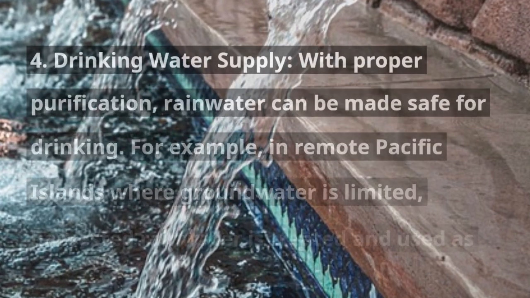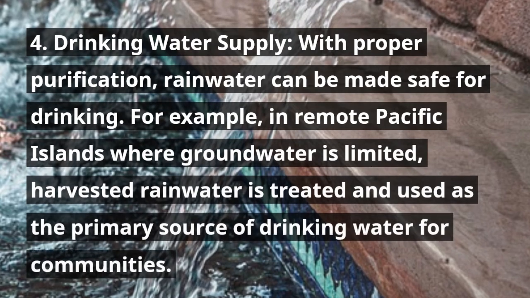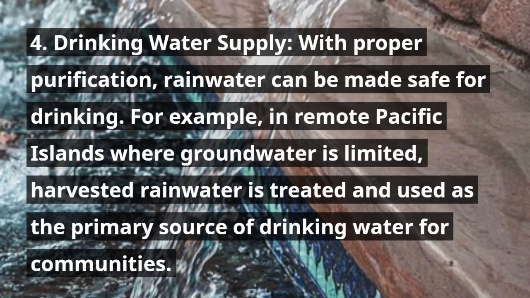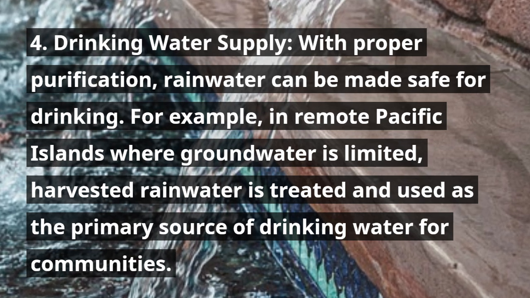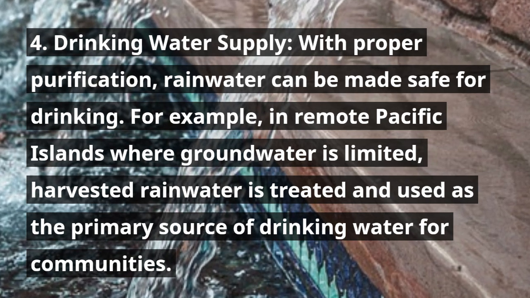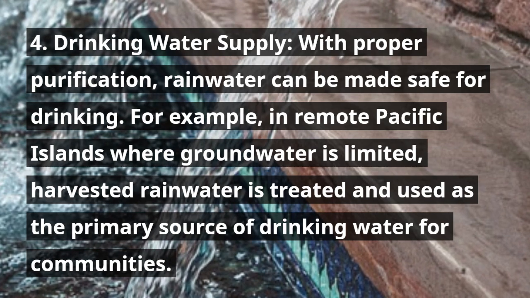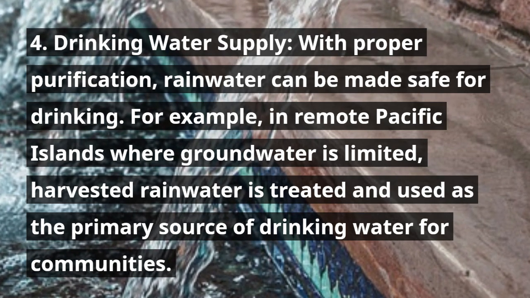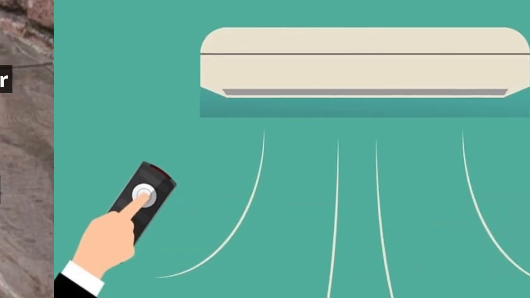4. Drinking water supply. With proper purification, rainwater can be made safe for drinking. For example, in remote Pacific islands where groundwater is limited, harvested rainwater is treated and used as the primary source of drinking water for communities.